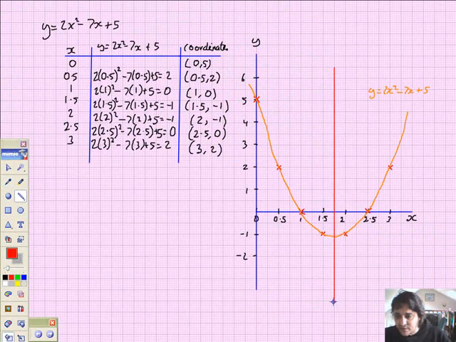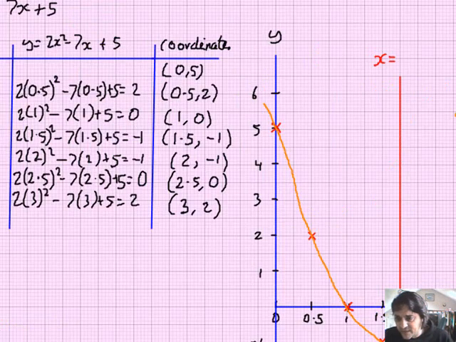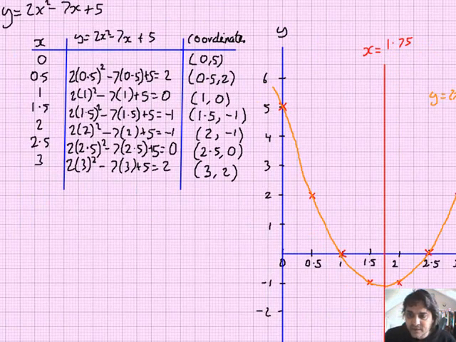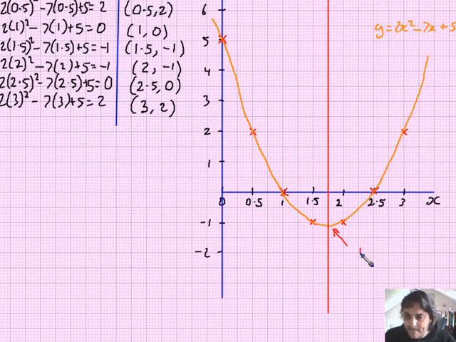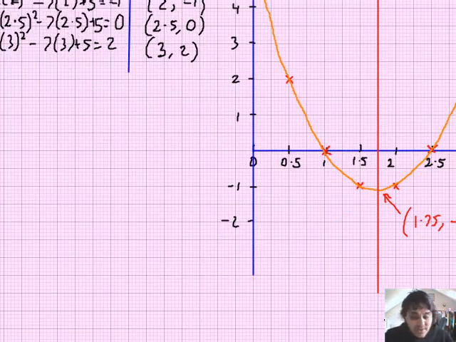Doesn't ask me to do that. They could have asked me to do that. So that's the line x equals, that's 1.5 and that's 2. It's right in the middle: 1.75. Therefore, I reckon the coordinate there is going to be 1.75 along and maybe minus 1.1 down, but that's what I'm going to go for, because from my freehand curve that's what I see.